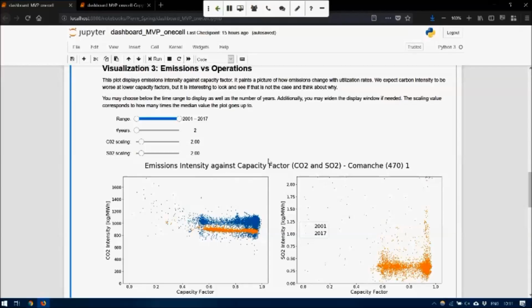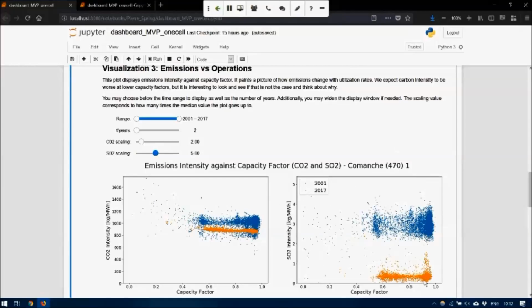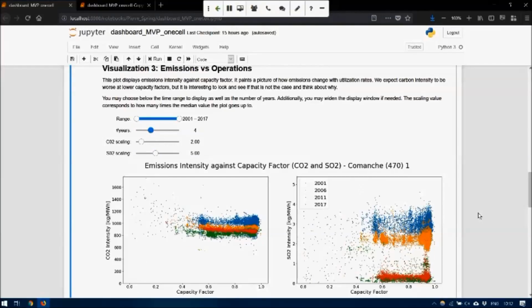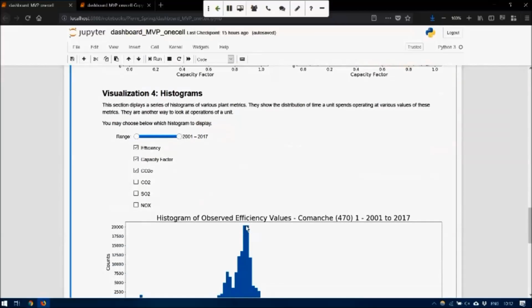One quick note, we can change the y-axis scaling to make sure everything is showing. So for example, on that plot on the right, zooming out allows us to see both years. And so what we've built here is that each color represents a year within the range we have selected, so that we can see evolution through time. And the user can increase the number of years showing by simply moving the slider for more granularity on the data analysis. Now moving on to the fourth and final set of visualizations, which are the histograms.